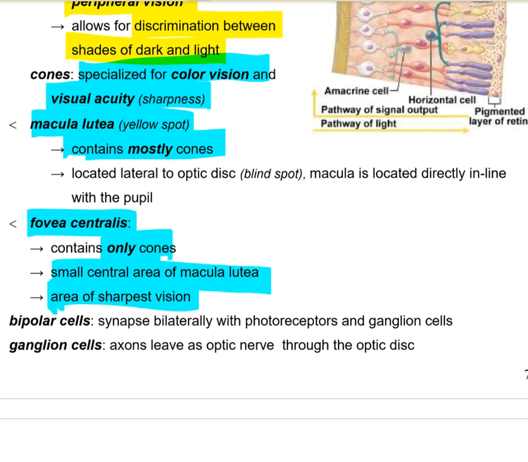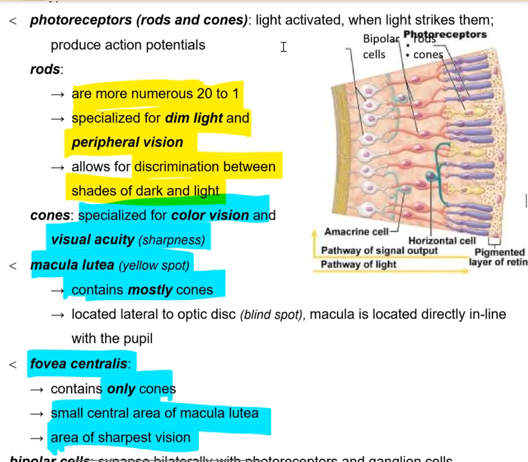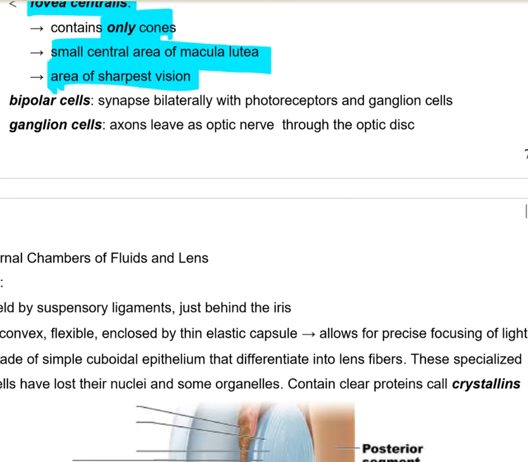Okay. Now, as we said, there are bipolar cells, and those synapse with the photoreceptors, and then they go to ganglion cells, and those are these guys here. These are ganglion cells, and their axons will leave as the optic nerve. So the pathway is photoreceptors to bipolar cells, because they are in between, and then the ganglion axons leave as the optic nerve through that optic disc where the blind spot is.